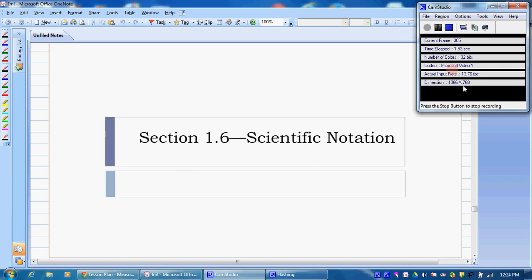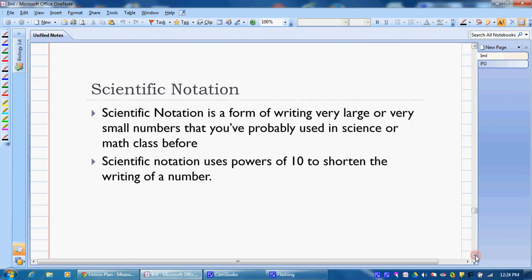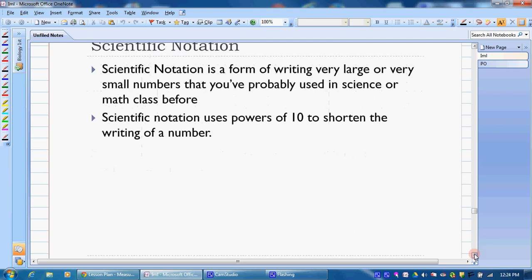Scientific notation. Most of you are pretty familiar with scientific notation, so hopefully this will just be a great big review. It's just a form that we use to write very large or very small numbers so that you don't have to write all the zeros down. It uses powers of 10 to shorten those numbers.